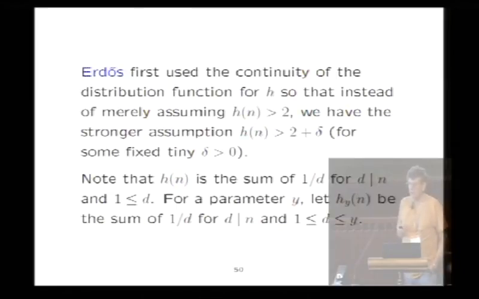Now the function h of n, which is sigma n over n, can be rewritten as the sum of reciprocals of the divisors of n. Let's define a truncated version of that, h sub y of n. So now we're summing the reciprocals of those divisors of n that are less than or equal to y.